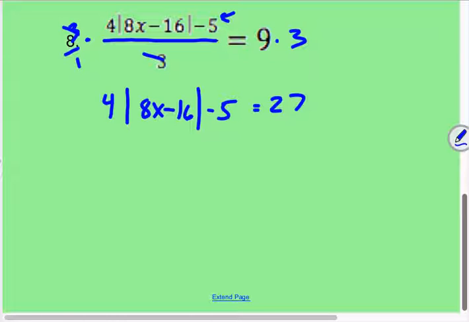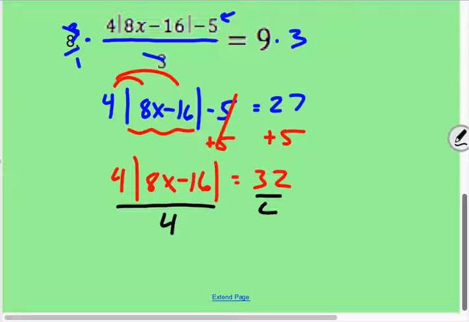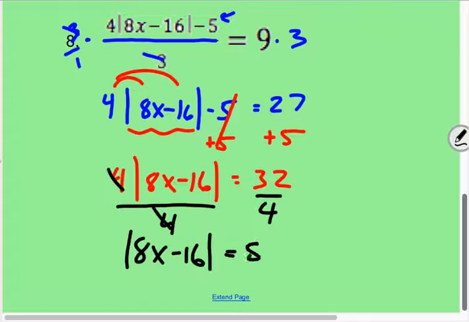A lot of people might distribute here. I wouldn't distribute through an absolute value, just get that absolute value by itself. We're going to add 5 first. These cancel out, and I would get 32 over here. And being you're multiplying that absolute value by 4, I would divide by 4. Boom. 8x minus 16, the absolute value of that equals 8.